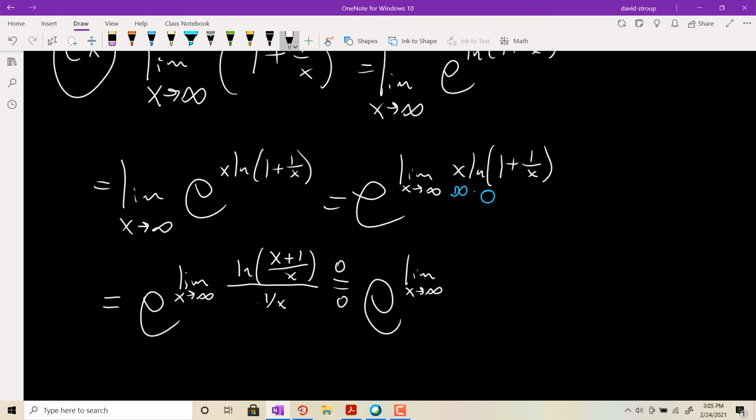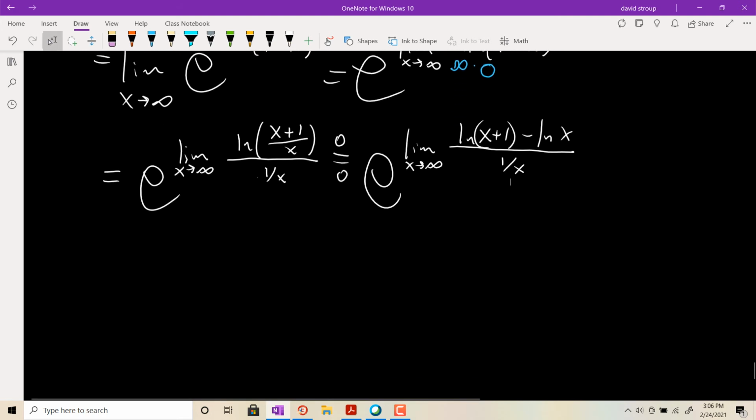So in the numerator to do L'Hopital's, what's a little bit easier on my brain is to use the log rule to rewrite it as a difference, and then take its derivatives. Okay, so I'll end up with e to the limit as x goes to infinity of 1 all over x plus 1 minus 1 over x all over the derivative of 1 over x, which is negative 1 over x squared.